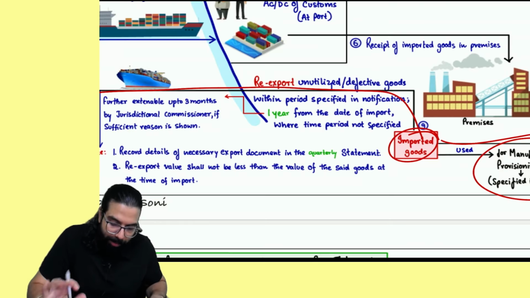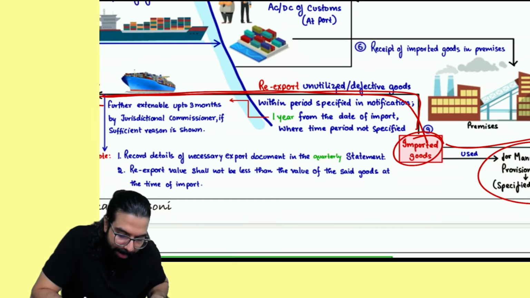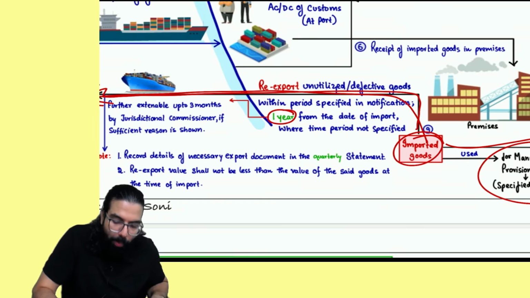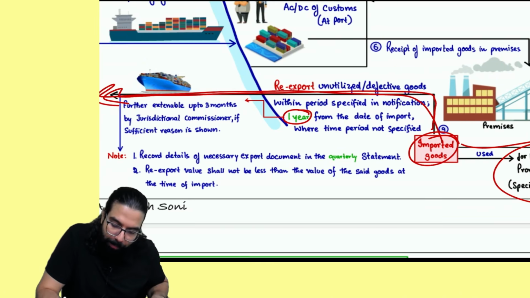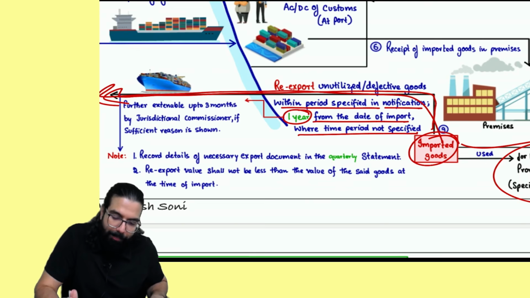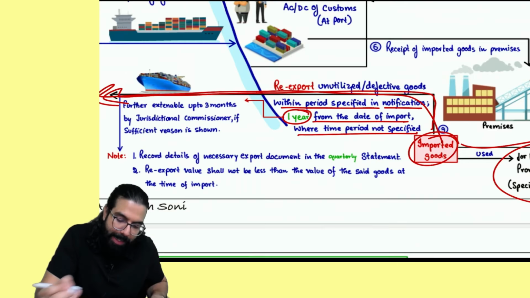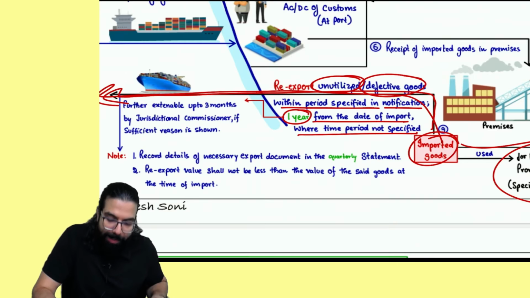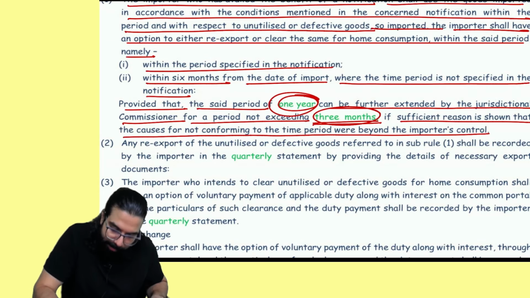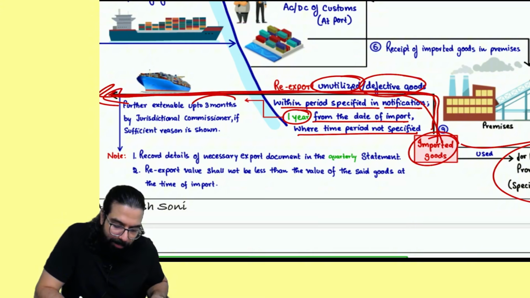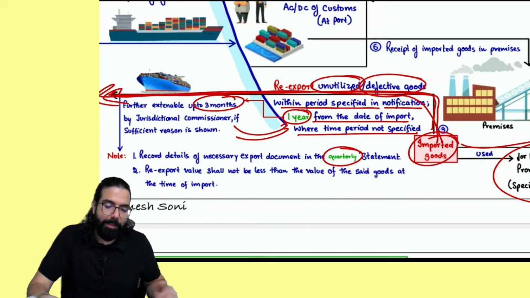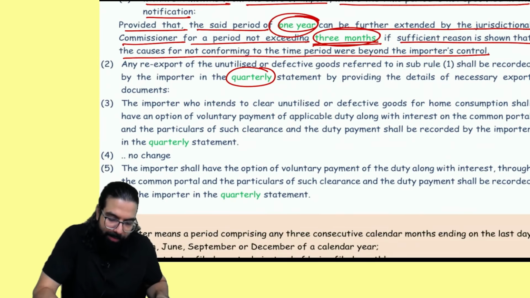What they have told, simple: sir, can I export it? Yes, you can export it within how much time? 1 year, further extendable, within 1 year of the notification or from the date of import where time is not specified. You can export it within how much time, everyone? Within 1 year. If any unutilized item or defective item is there, within 1 year you can re-export it. Sir, can there be further extension? Yes, you will be further given how much time? 3 months. And sir, all these details of re-export should go in your quarterly statement. That's all they have told. It should go in your quarterly statement.